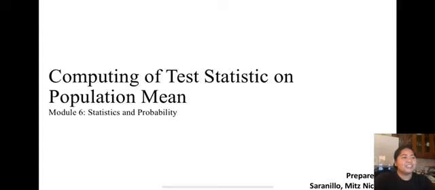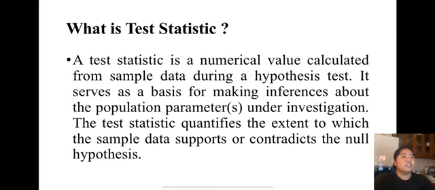Module 6, Statistics and Probability. What is a test statistic? A test statistic is a numerical value calculated from sample data during a hypothesis test. It serves as a basis for making inferences about the population parameter under investigation. The test statistic quantifies the extent to which the sample data supports or contradicts the null hypothesis.